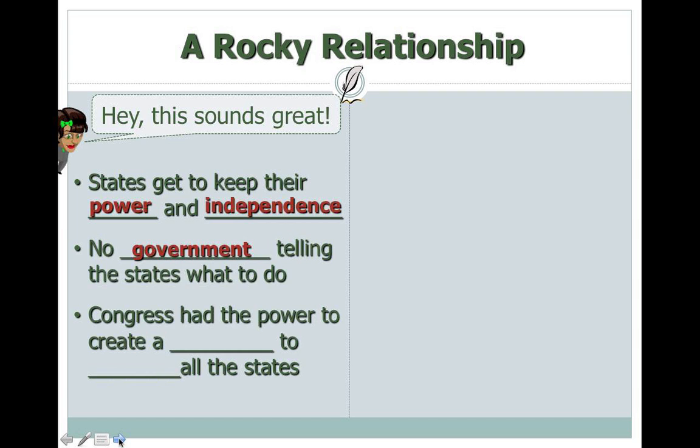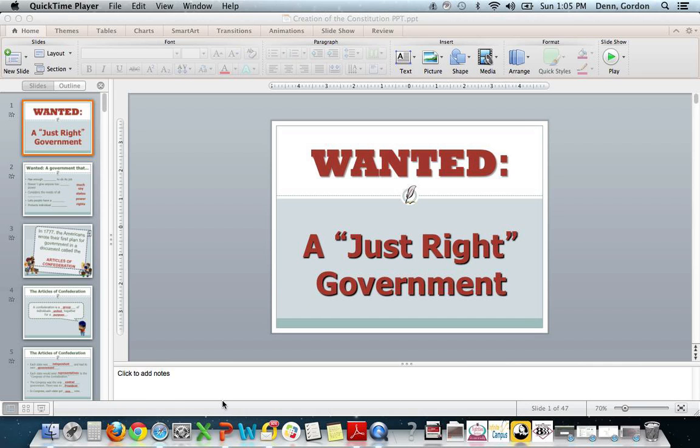So there was no central government other than this confederation, where each state had one vote, that could tell the other states what to do. Congress had power, but not very much. They could create a military to protect all their states.